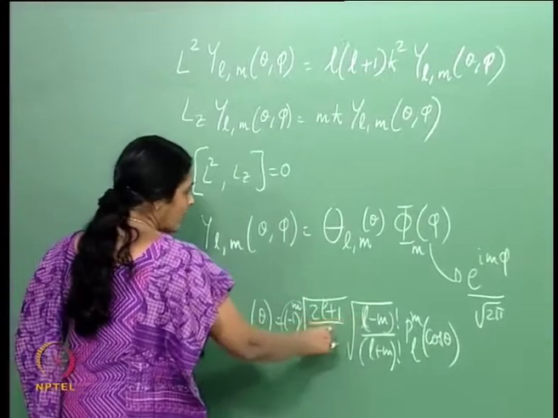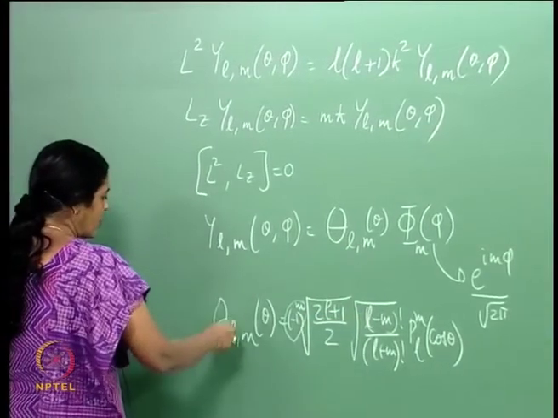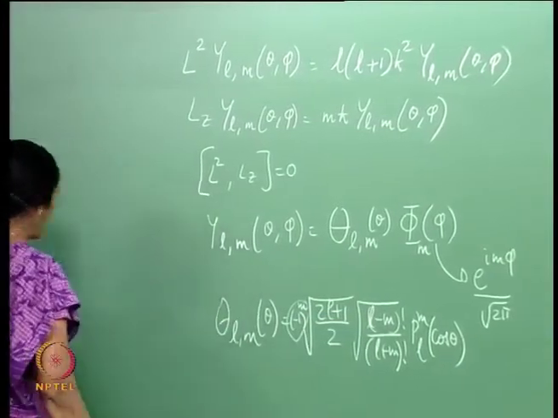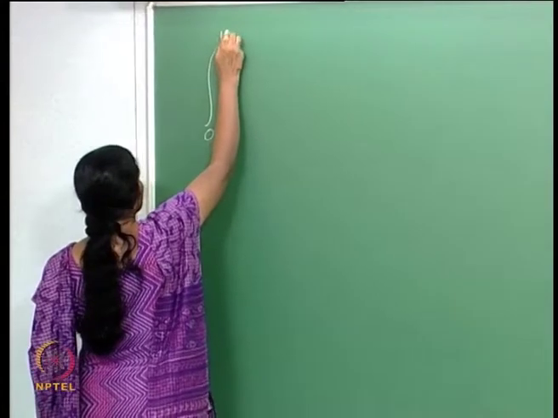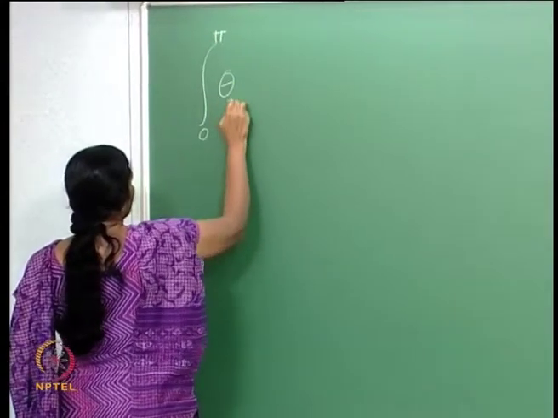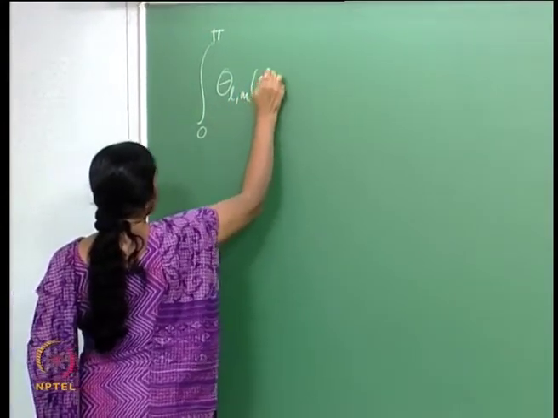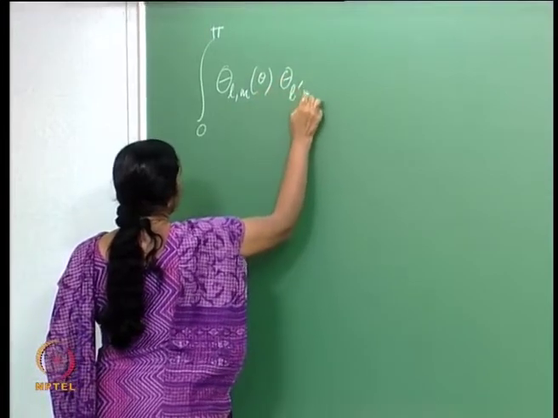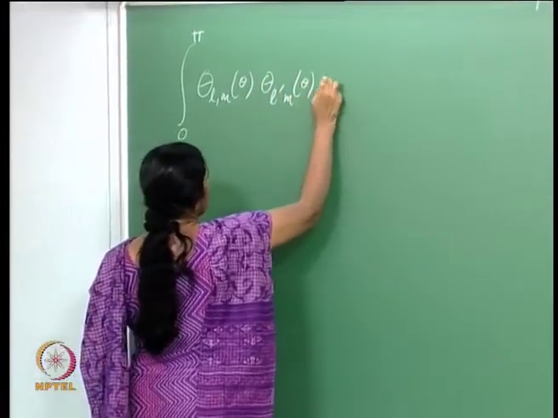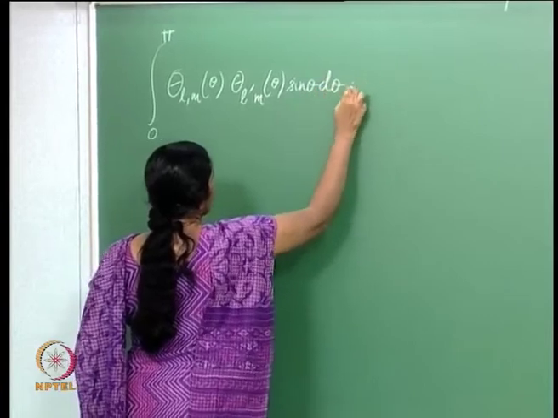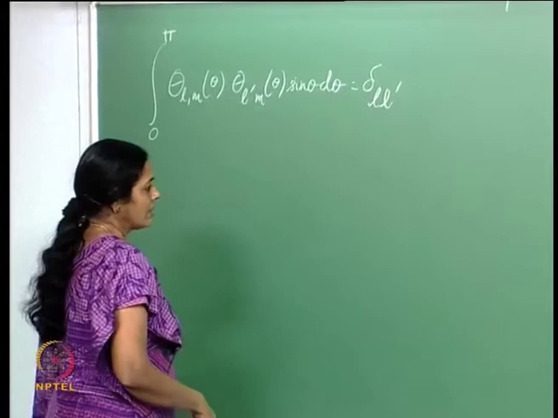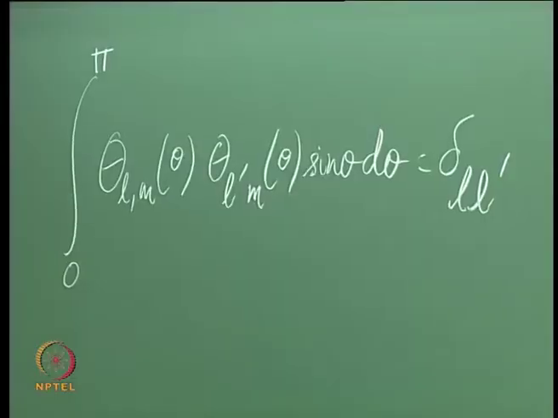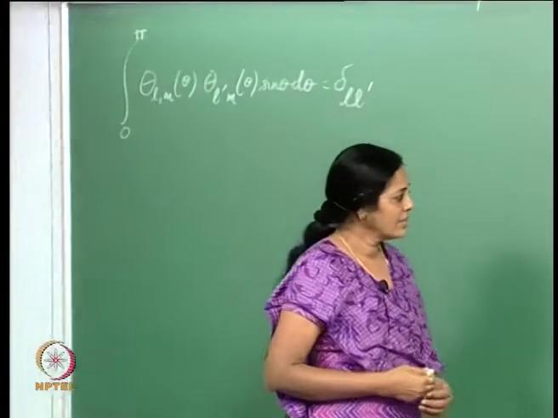Now, with these normalizations, you can easily check that Theta_Lm(theta) is normalized. In other words, the integral with theta going from 0 to pi, of Theta_Lm(theta) Theta_L'm(theta) sin theta d theta is delta_LL'. So, that is the way the wave function gets normalized.